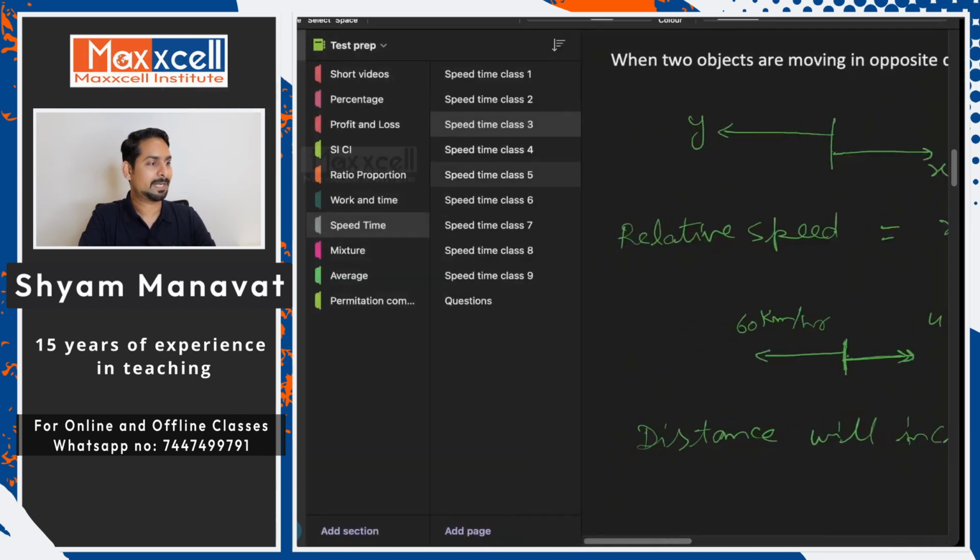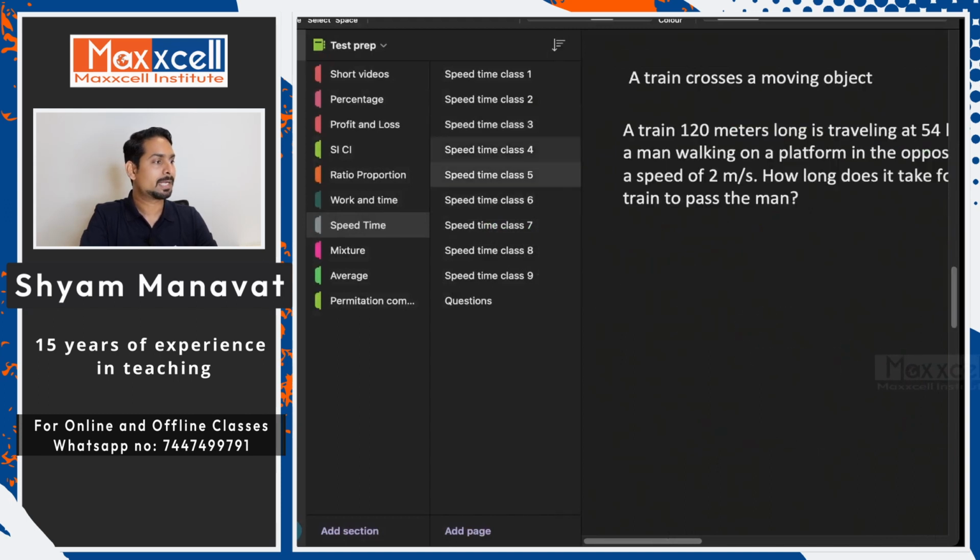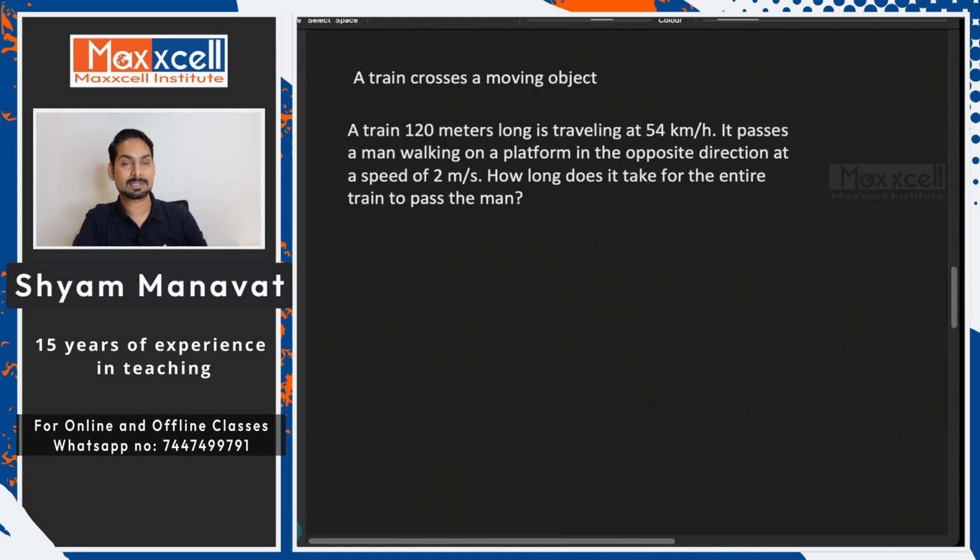Okay, so we have discussed this in the third lecture. If you want to go through the relative speed concept, go through the third lecture of speed time distance again. Come back to this. So a train crosses a moving object.